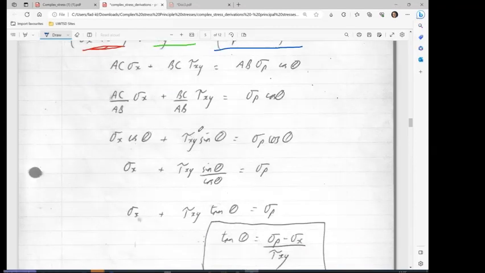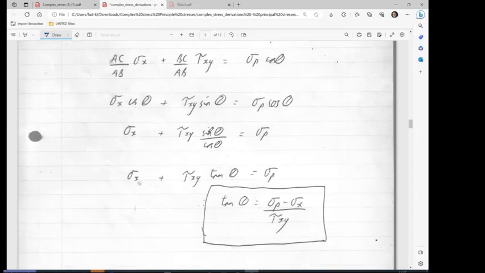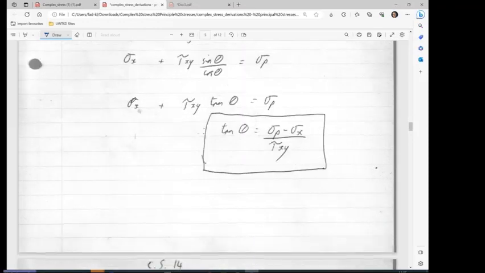I've then divided through by cos theta. So we've got sigma x divided through by cos theta. Here we've got tau xy sine theta divided through by cos theta. And here I've divided through by cos theta as well. So I've just got my principal stress. Sine theta over cos theta is clearly tan theta. So sigma x plus tau xy tan theta equals my principal stress. And therefore I can rearrange that to get that equation there.